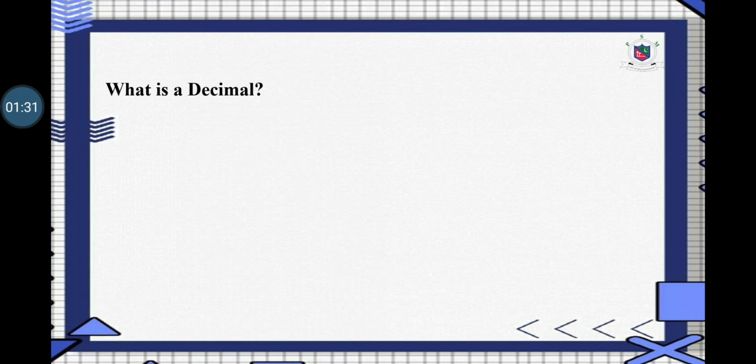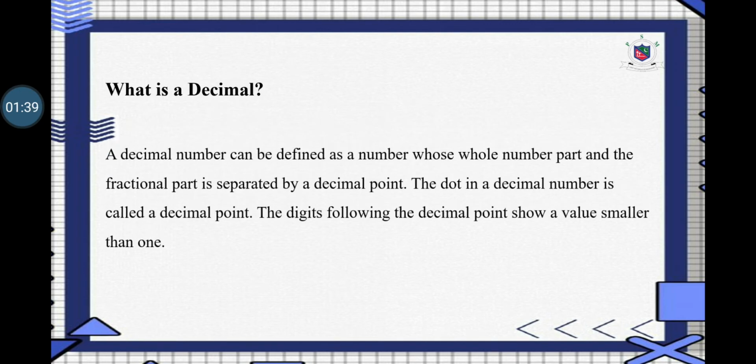So, let's come to today's topic, that is decimal. What is a decimal? A decimal number can be defined as a number whose whole number part and fractional part are separated by a decimal point. The dot in a decimal number is called a decimal point, and the digits following the decimal point show a value smaller than 1.